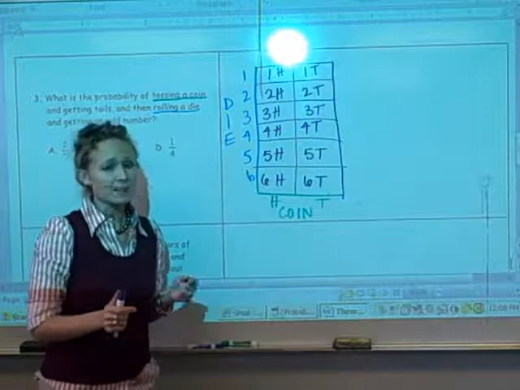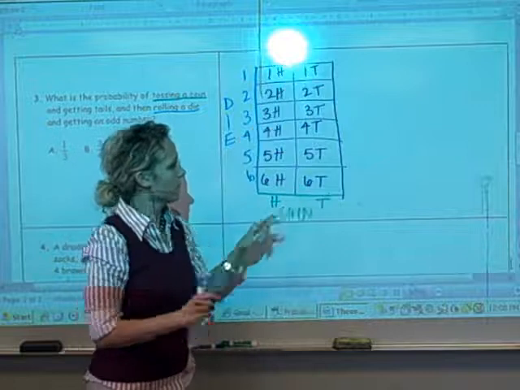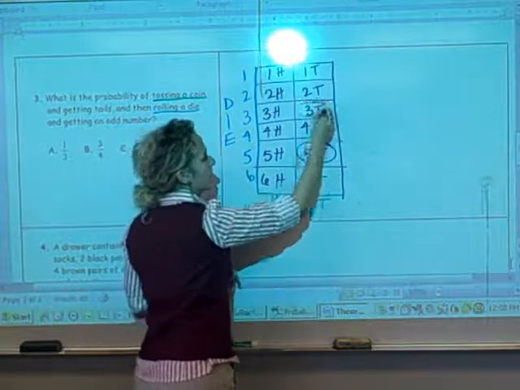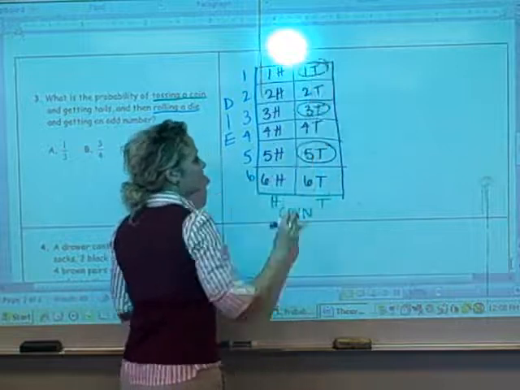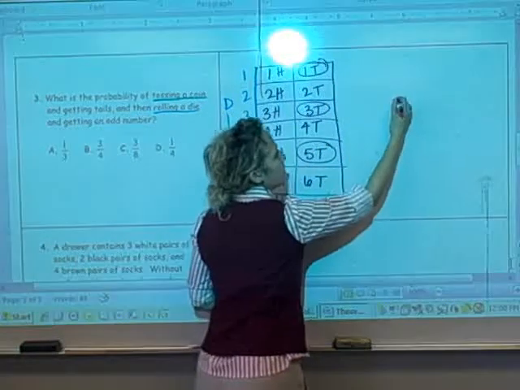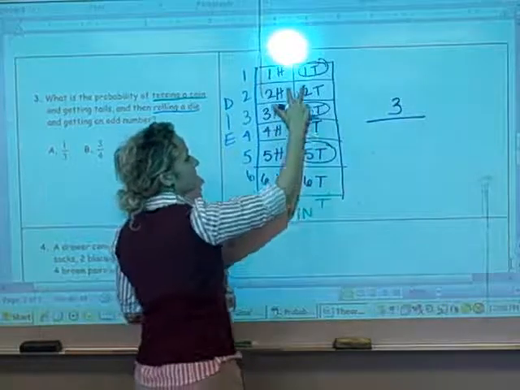Okay, so I'm looking for an odd number and tails. Well, this is the only column with tails in it, and I'll maybe circle my odd numbers. 5, 3, and 1. So altogether I had 3 out of how many choices? 2, 4, 6, 8, 10, 12.